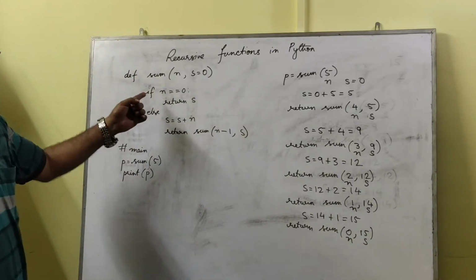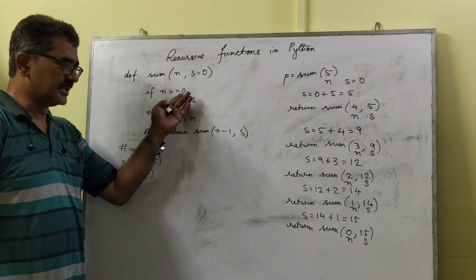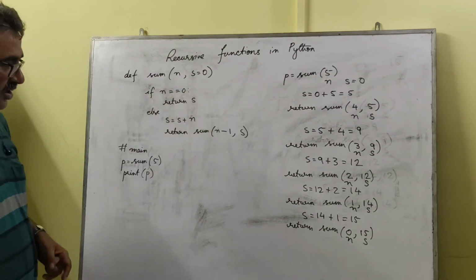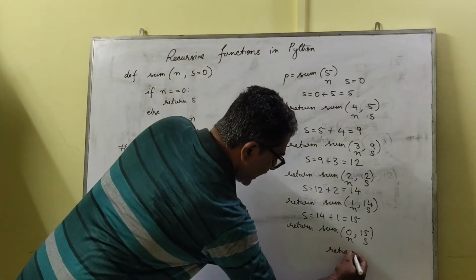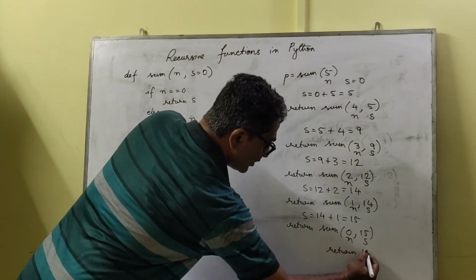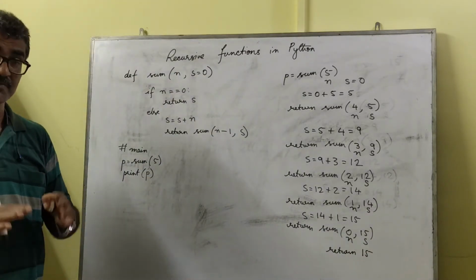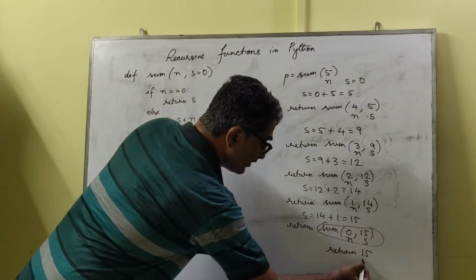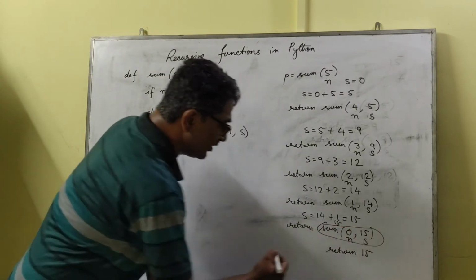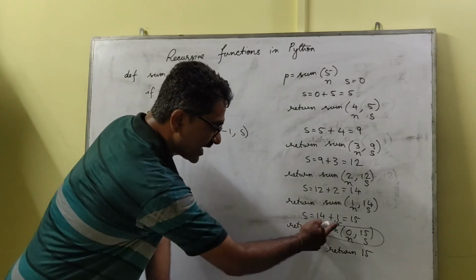Now look at this test condition. When the value of n is 0, return s. So here the value of n is 0, so it's going to return s. And here the value of s is 15, so it's going to return 15. Now where is it going to return 15? To the place where it was called. Where was it called? It was called out here. So this 15 gets returned over here. Now you see, return 15. The previous return 15 is hanging in the memory.